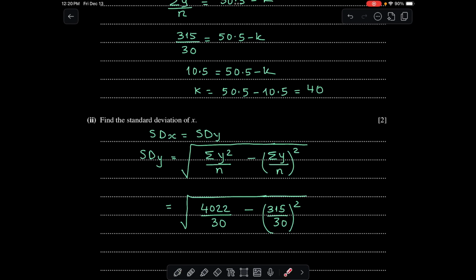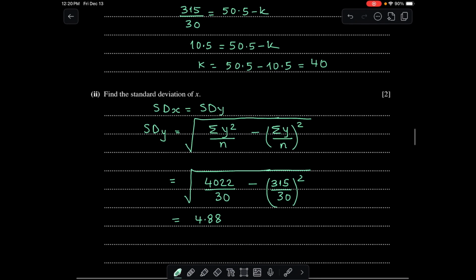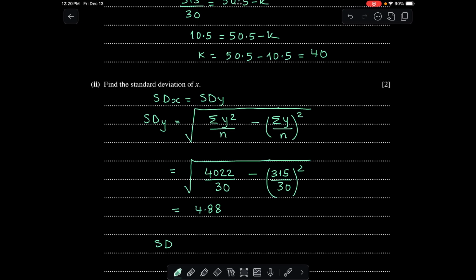Notice that we already know what this value is because we calculated it over here, that is 10.5. So the square root works out to be 4.88. That means the standard deviation of x is also 4.88. Standard deviation of x and standard deviation of y would be the same. Variance of x and variance of y will also be the same.